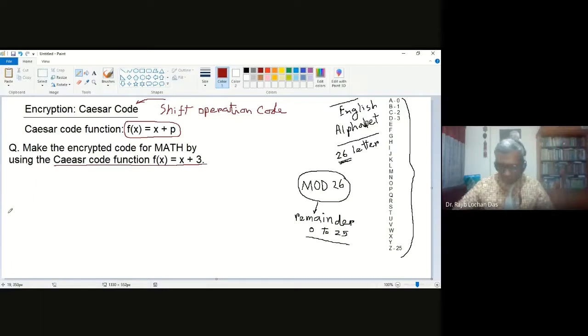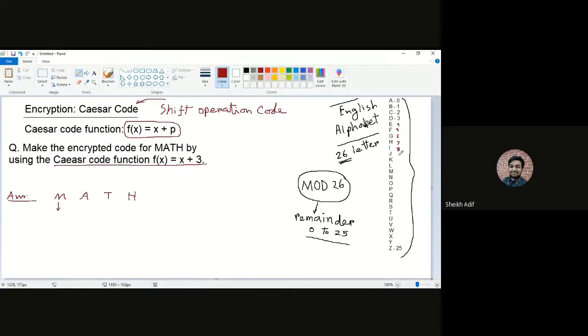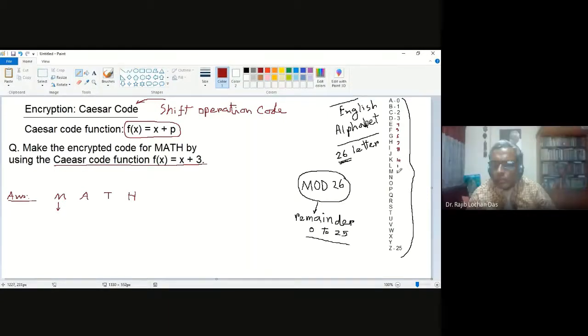You start your answer by writing the letters. So letters are M, A, T, H. I am writing separately, and I will put the numbers now. For M, what is the number you have attached? For M, it is 3, 4, 5, 6, 7, 8, 9, 10, 11, 12. Yes, 12. So it is 12, and for A, it is 0, right?